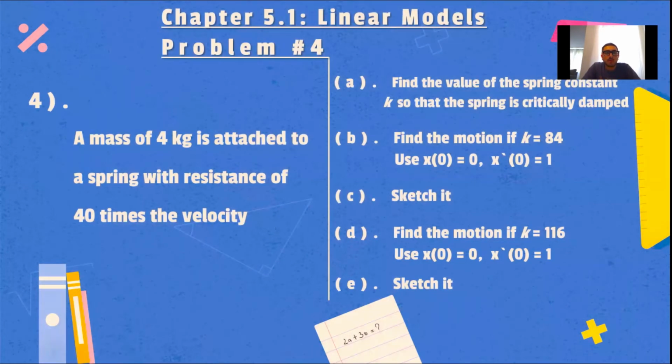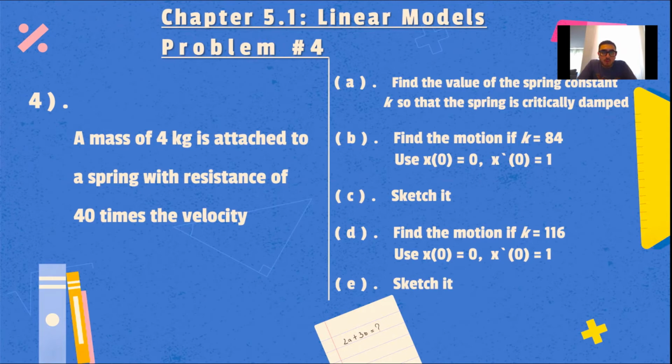Chapter 5.1, section linear models. This section includes mass spring systems such as free undamped motion, damped motion, driven motion, and also circuit LRC systems. The problem that we're going to be looking at focuses on many different types of systems. Hooke's law is also considered, as well as Newton's second law of motion.